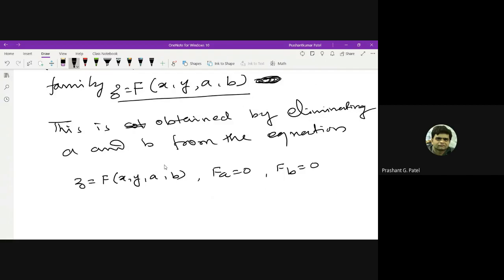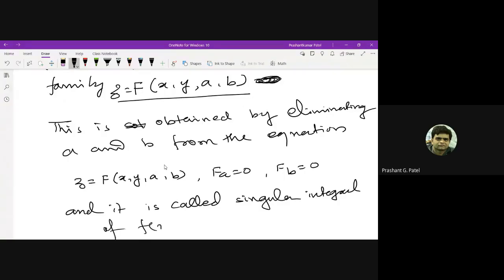And whatever solution is obtained by eliminating a and b from this equation is called a singular integral of this PDE.